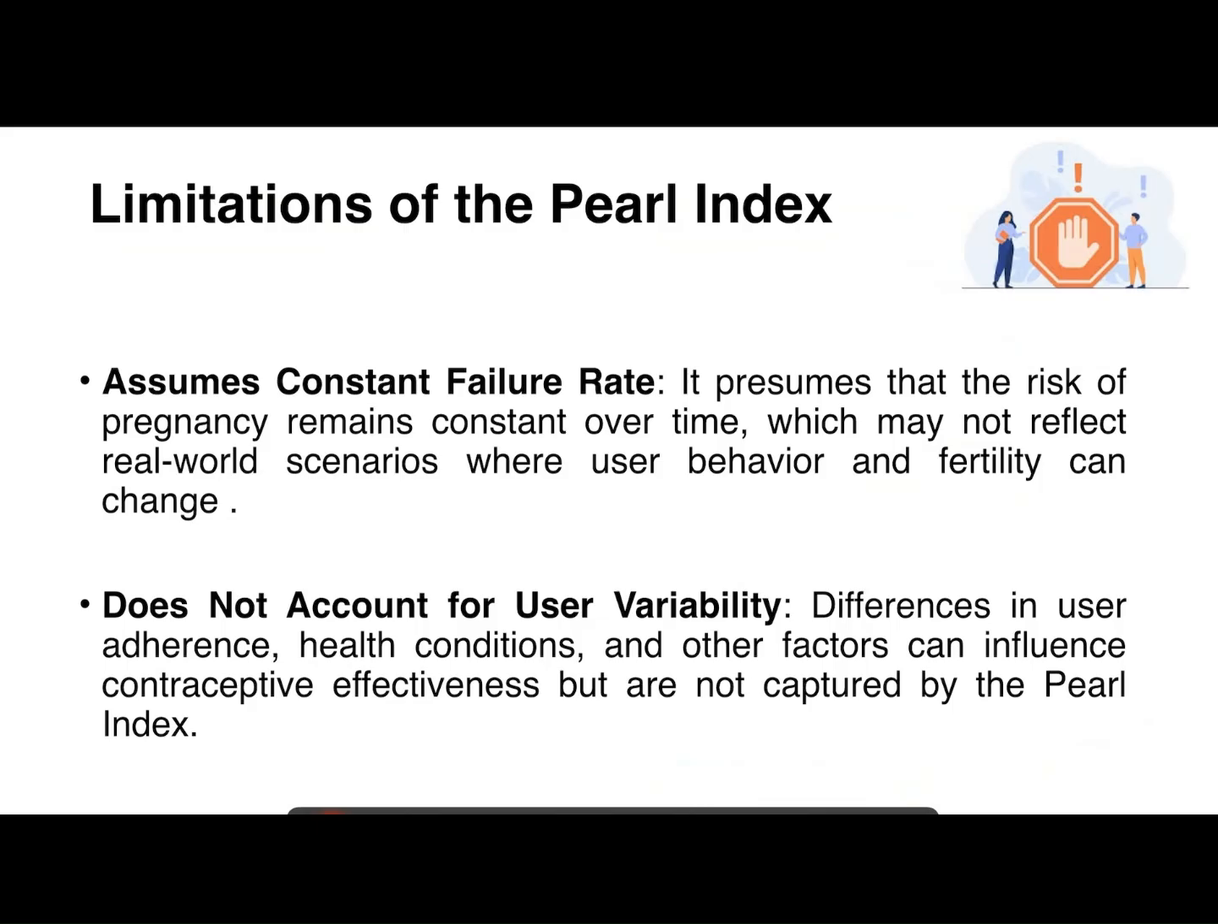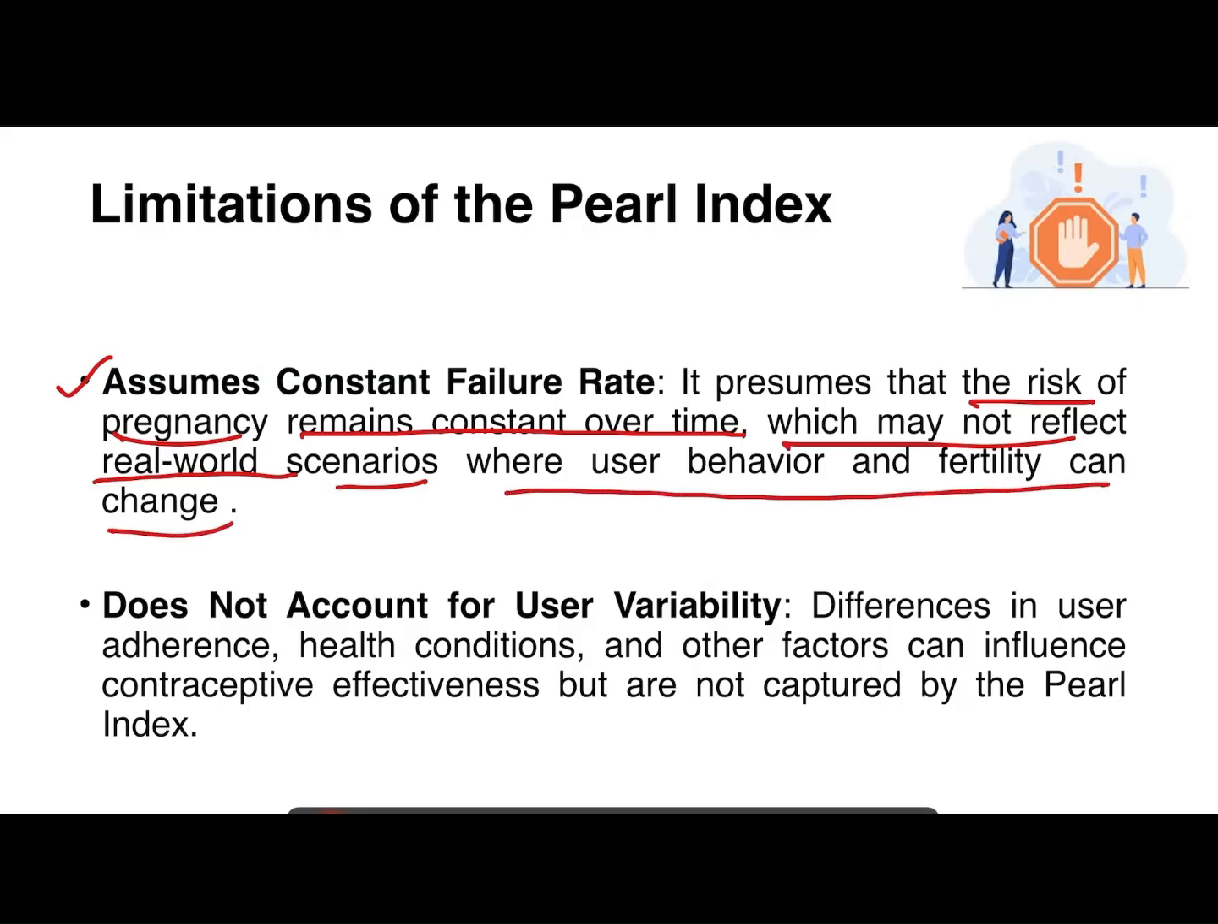After that, we will study the limitations of the Pearl index. First, it assumes a constant failure rate, meaning the risk of pregnancy remains constant over time. This may not reflect real-world scenarios where user behavior and fertility patterns can change. The second limitation is that it does not account for user variability, that is, differences in user adherence, health conditions, and other factors that can influence contraceptive effectiveness are not captured by the Pearl index.